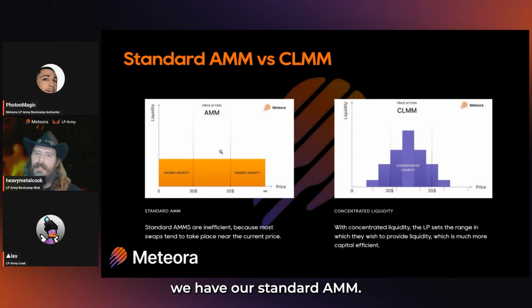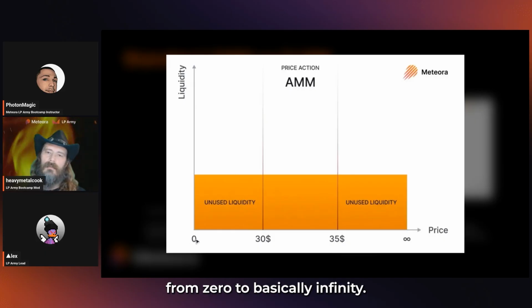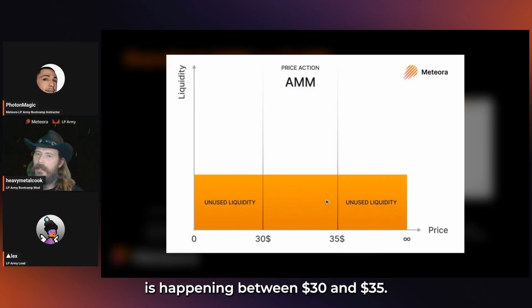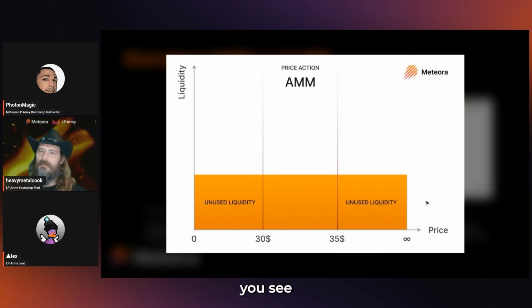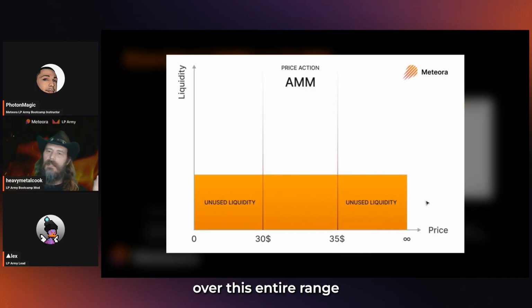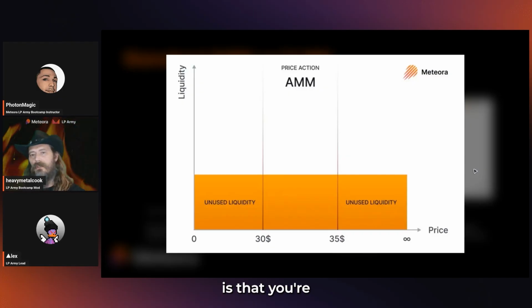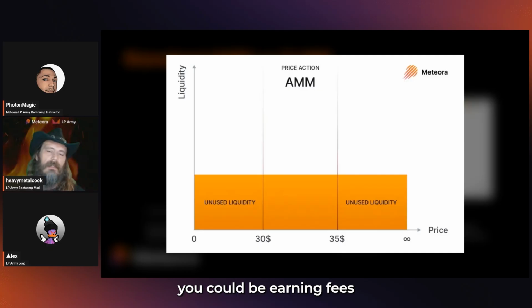On the left, we have our standard AMM, and I'll zoom in here and we can see liquidity is spread out from 0 to basically infinity. Okay, well, let's say that all the price action is happening between $30 and $35. So this is where your liquidity is being actively used. Well, outside of that, the liquidity is not being used. So you're spread out over this entire range, and it's just less capital efficient. The upside to this is that you're never out of range. You're always in range. As long as you have money in there, you could be earning fees no matter what the price does.